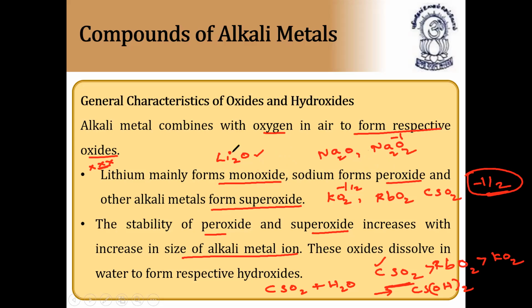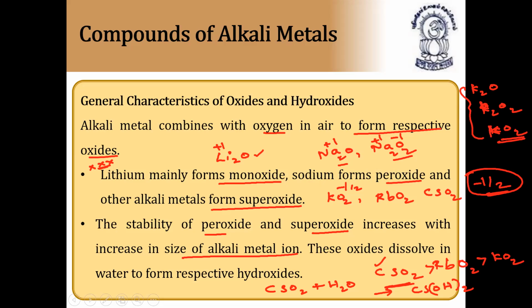However, alkali metals will always have +1 oxidation state only. So this is +1, this is +1, this is +1. And in superoxide, the oxidation state of oxygen is minus half. So sodium will form sodium monoxide as well as sodium peroxide, whereas potassium will form potassium monoxide, potassium peroxide, as well as potassium superoxide. So these are the three oxides formed by potassium.